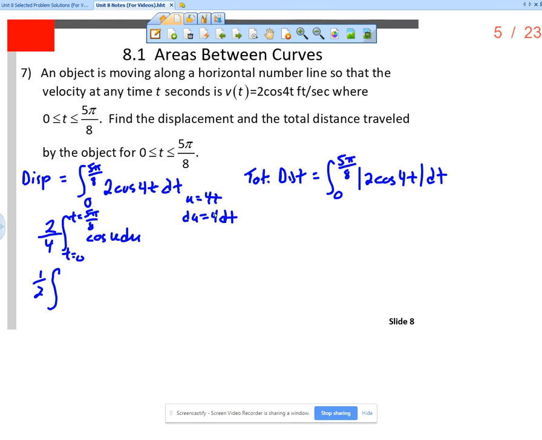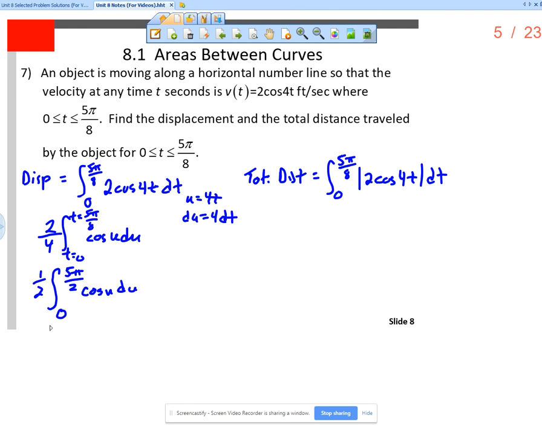And so now I have 1/2 really in front, integral from t equals 0. So what if t is 0? Well, u is 0, right? So I'm going to change the limit. And then if t is 5 pi over 8, I have 4 times 5 pi over 8, so that would be 5 pi over 2, right? If I multiply by 4, then I reduce the 4 and the 8 to get a 2 in the denominator.